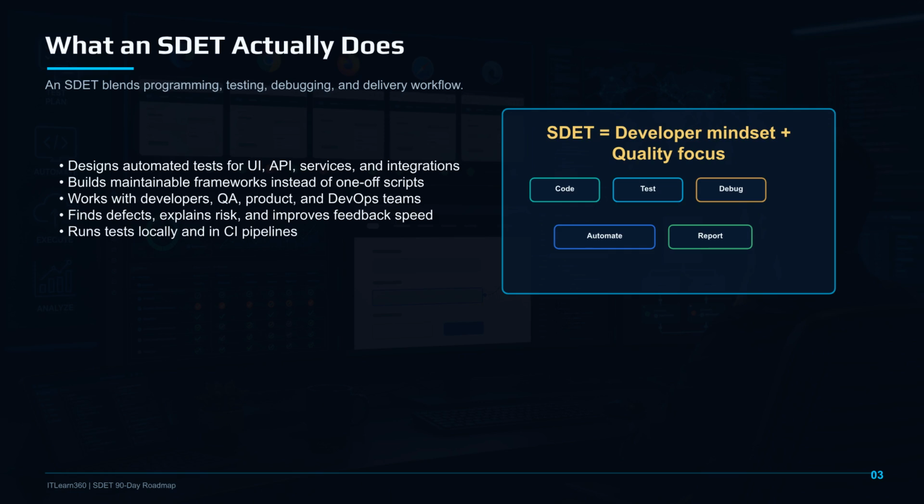Instead of writing random scripts, an SDET builds maintainable automation frameworks. These frameworks help teams run tests repeatedly, identify defects faster, and get feedback before changes reach users. For example, if a login feature is changed, an SDET may automate a test that opens the browser, enters credentials, verifies the result, checks related API behavior, and records evidence if the test fails. The important point is that an SDET thinks like a developer, but focuses on quality. Now that we understand the role, let us break the job into the main skill stack you need to build.